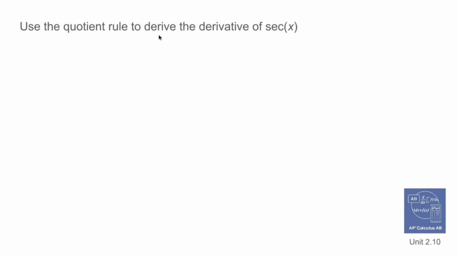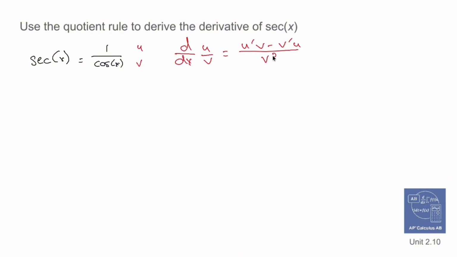Use the quotient rule to derive the derivative of secant x. All right, well, what is secant x? Secant x is 1 over cosine x. So what I'm going to do is label u and label v, and remind myself that the quotient rule is the derivative of u over v is u prime v minus v prime u over v squared.